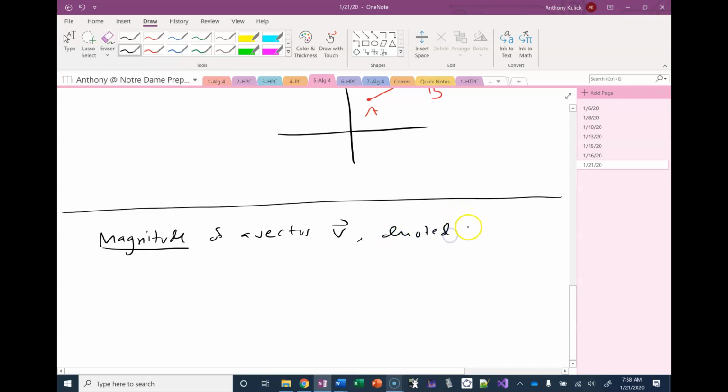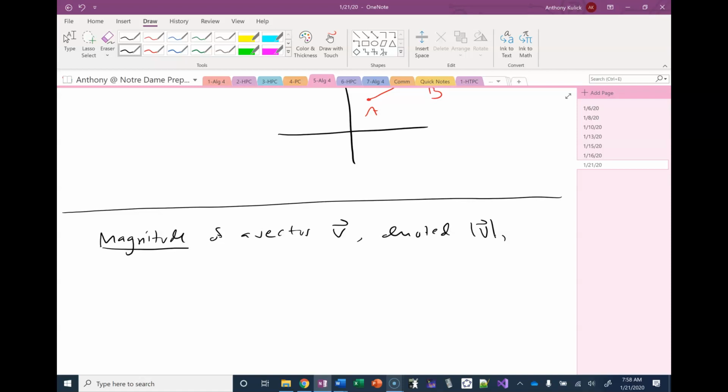We denote the magnitude of vector v. We use the vertical bars around the vector v to indicate a magnitude. Notice that this is, I think, probably the third different time we've used this vertical bars notation to represent something.